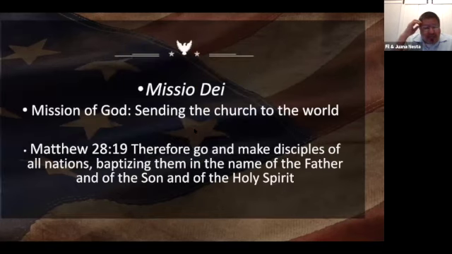So the Missio Dei is the mission of God. God is sending the church to the world. We see that in the Great Commission, Matthew 28:19. Go therefore and make disciples of all nations, baptizing them in the name of the Father, Son, and Holy Spirit. He is sending the church to the world. Through what's going on with globalization and markets transferring back and forth into different countries, we see people coming to our nation, and how convenient. God is sending us to the world, and the world is coming to us.